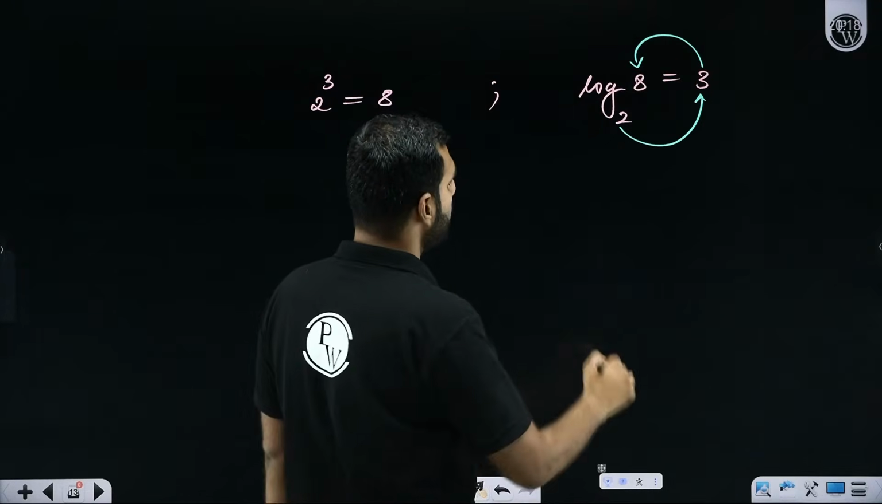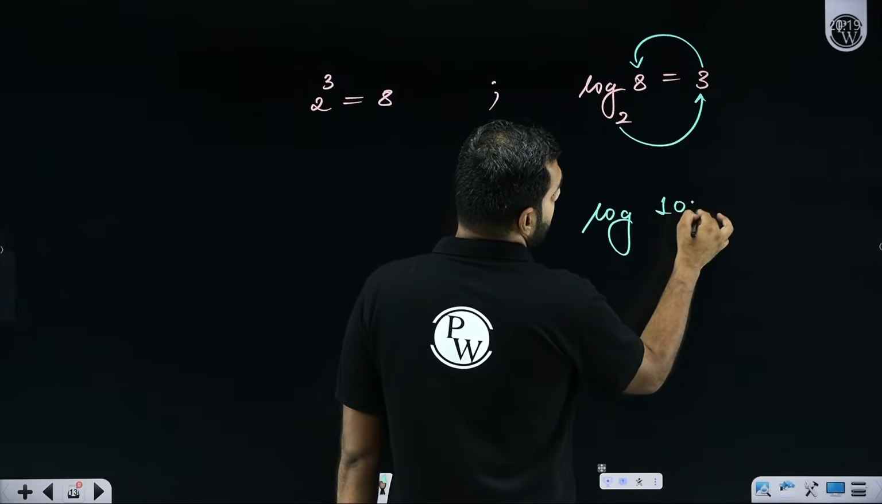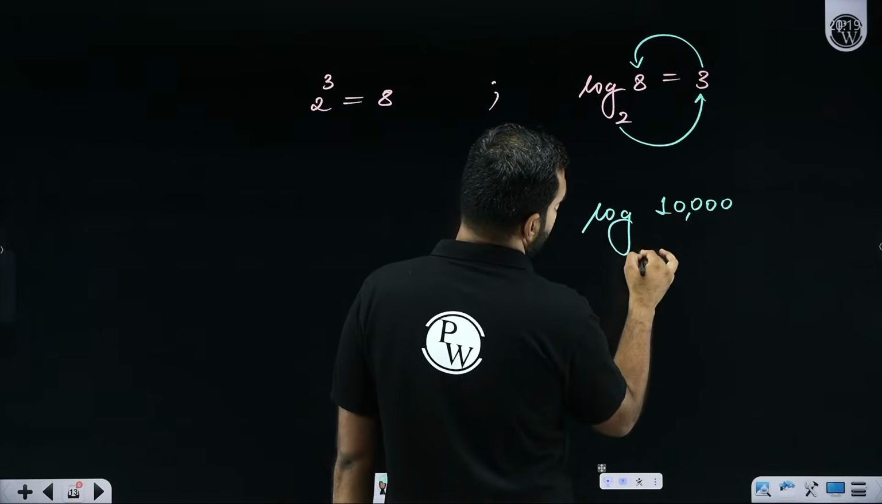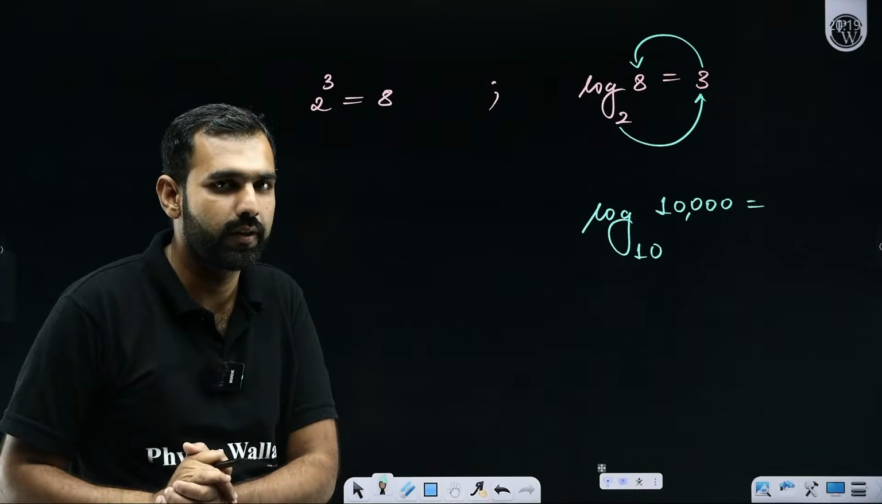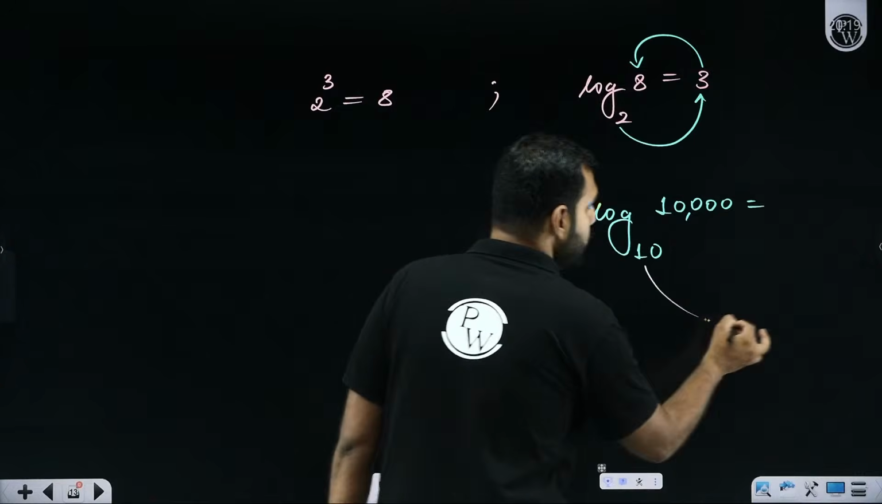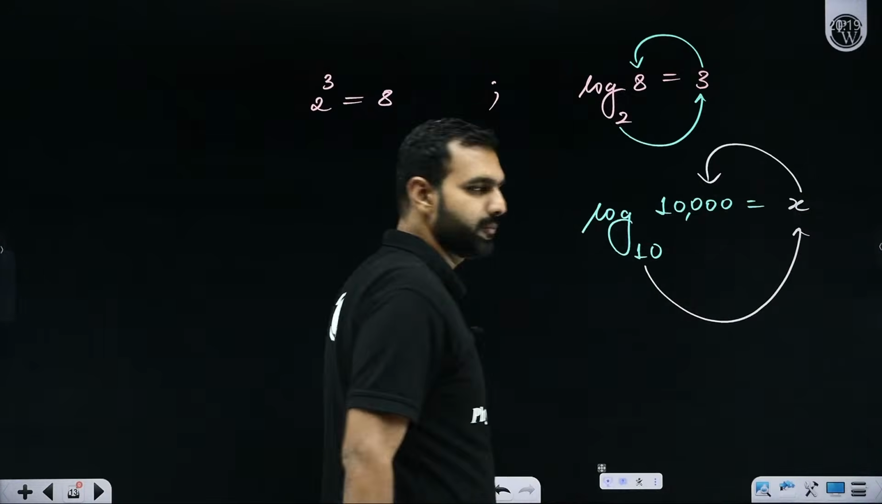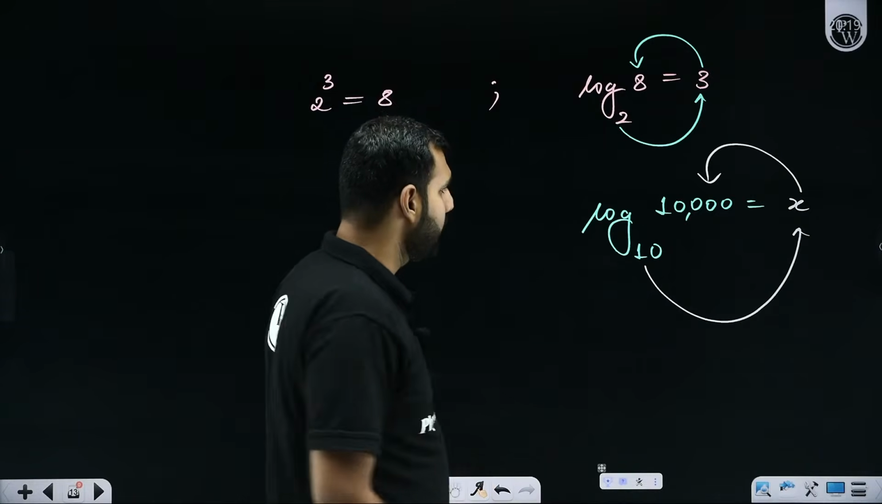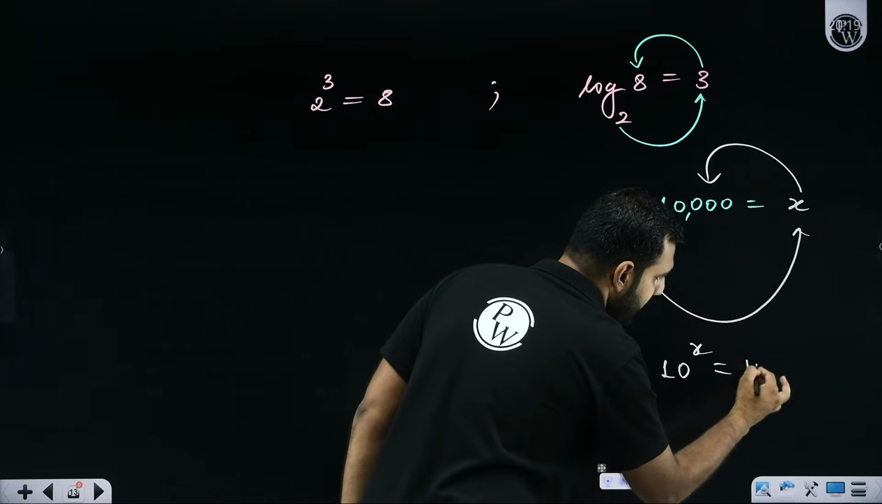For example, if I were to ask you, what will be log of 10,000 at base 10, what will be the value of it? So what is the meaning of logarithm now? I hope you are getting it. Logarithm now means that this 10 should be raised to what power so that it results into 10,000. So indirectly, what am I asking you? I am asking you 10 to the power x is equal to 10,000.